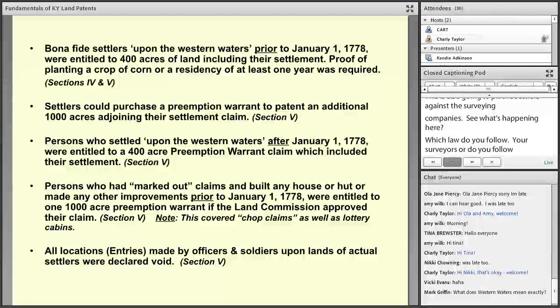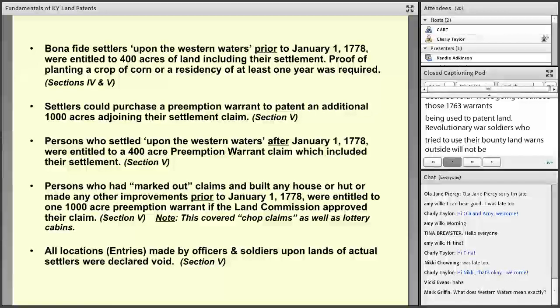All locations made by officers and soldiers upon lands of actual settlers were declared void. And we're going to still see those 1763 warrants being used to patent land. Revolutionary War soldiers who had tried to use their bounty land warrants in an area outside of the military district will not be able to have those patents issued or those claims honored.